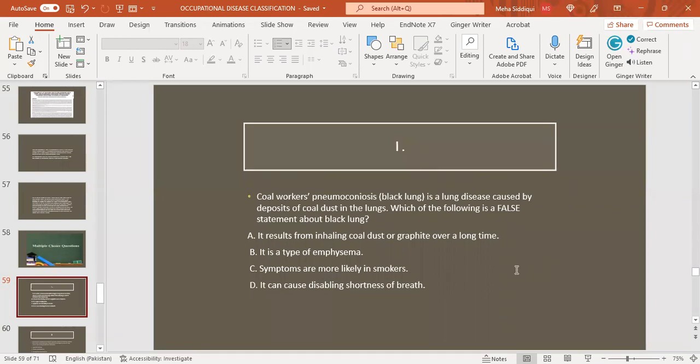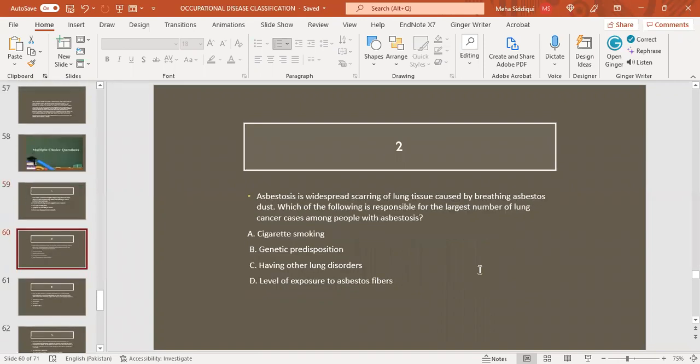B. Yes, right answer is B, because it is not a type of emphysema. It is one of the interstitial lung diseases, and there is scarring of the interstitium, while in emphysema there is dilatation of the bronchioles.